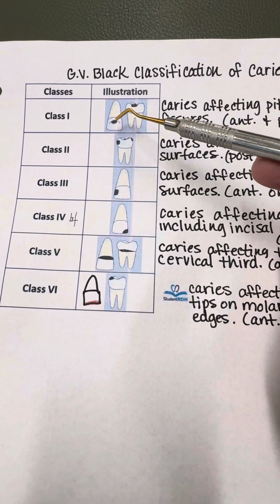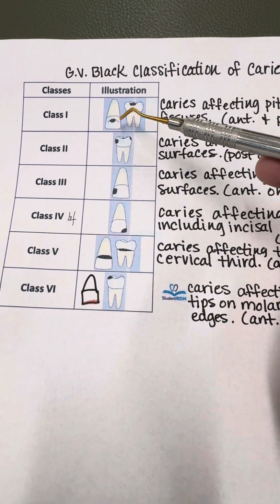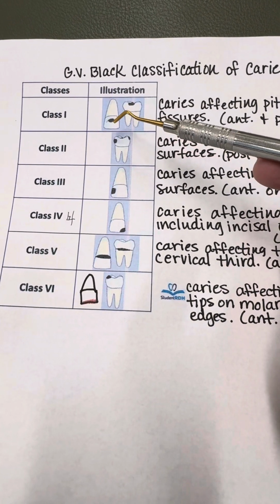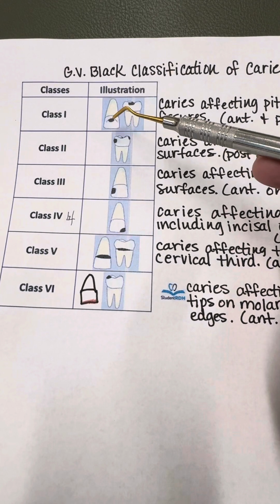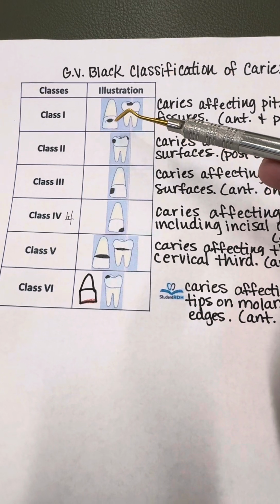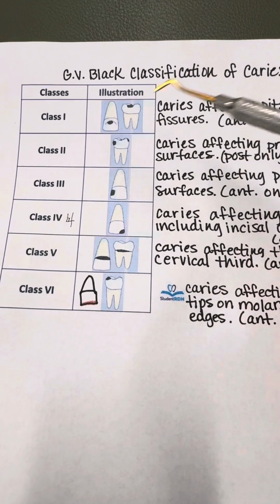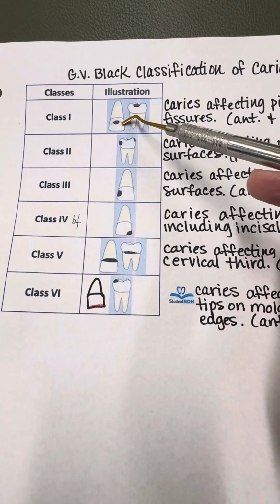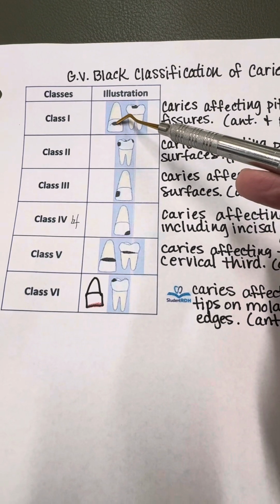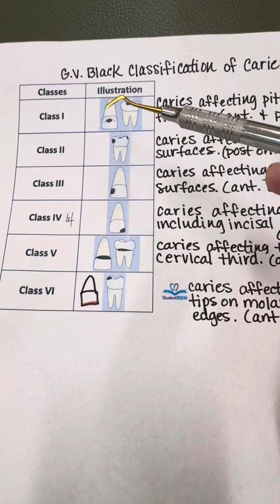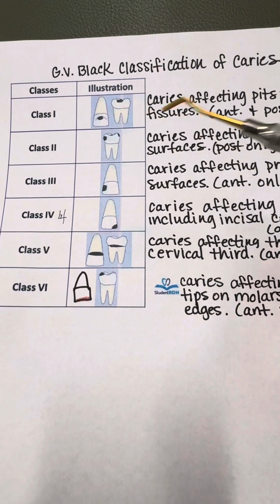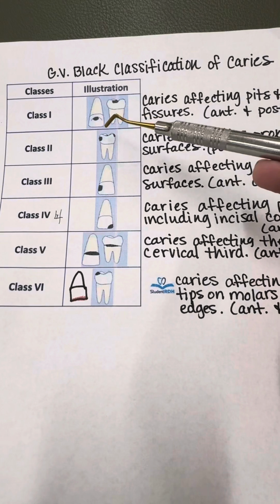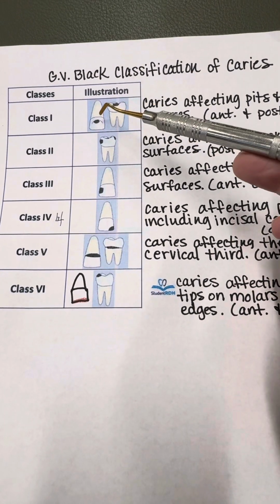Right here, this little arch, I'll just remind you, is called the cingulum. This is going to be on the lingual of an anterior tooth, so a central or a lateral. And this cingulum area can be more prominent from patient to patient. It usually has a little pit in it, and little pits are prone to getting cavities. So that would be a class 1 if they get a cavity in those areas.